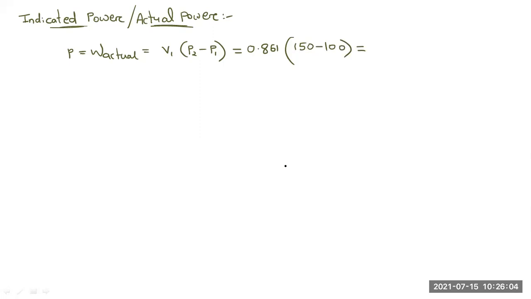We are getting 43.05. The unit will be kilowatts. This is the power or work done that we have got.